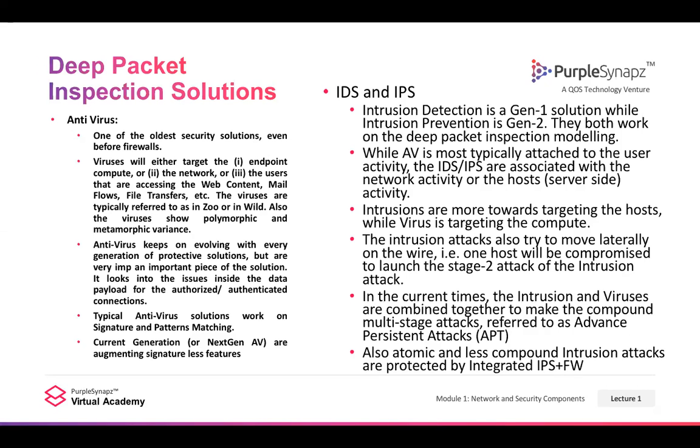In the current times, the intrusions and viruses are combined together. That's another interesting thing happening in these attacks: the hackers combine intrusion in stage 1, move to intrusion in stage 2, but from stage 3 onwards, they launch a virus which has metamorphic characteristics. So this becomes an advanced persistent threat. APT is a combination of multiple technologies working together as used by hackers to launch an attack.